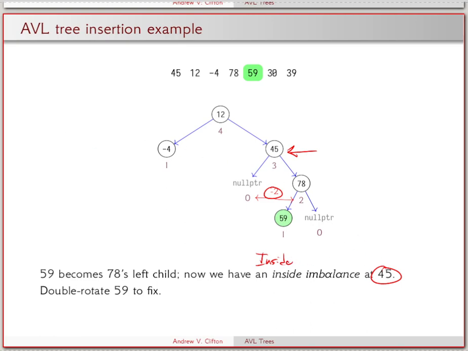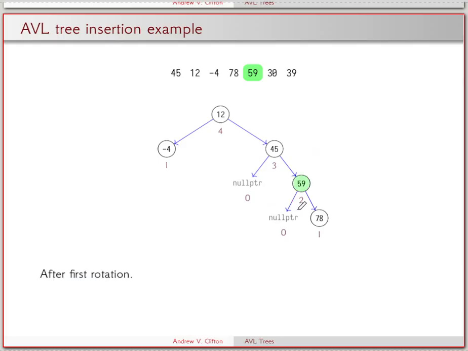What do we do for an inside imbalance? We are going to double rotate 59. So we rotate 59 once, 59 twice. This is the new tree shape that we're left with here, right? So again, I have a slight imbalance here, a -1 imbalance here, but not big enough to cause me any problems.